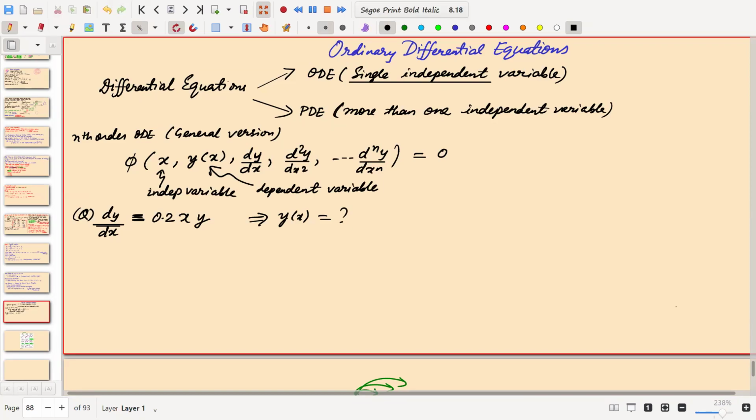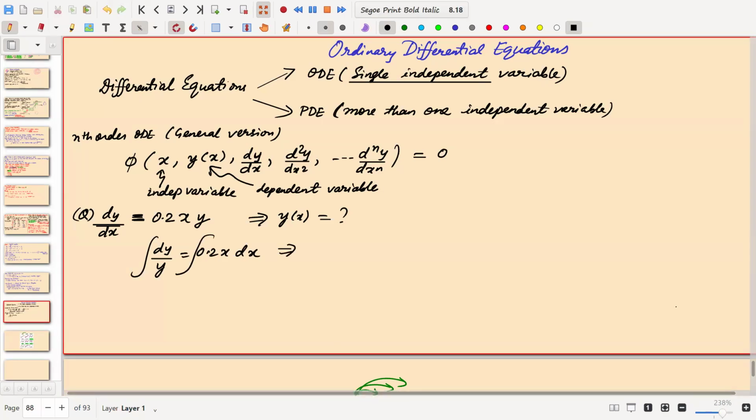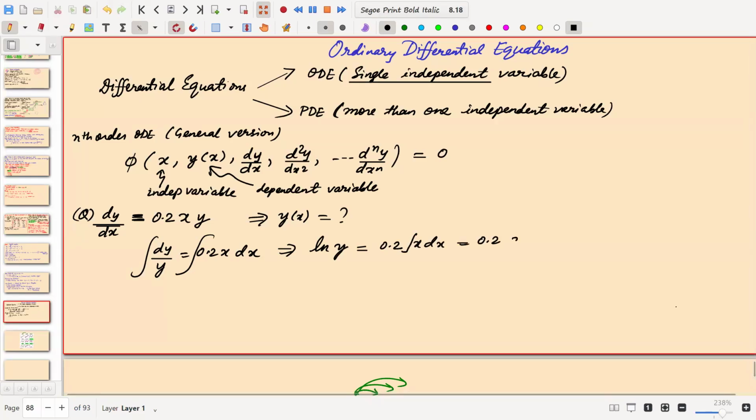It's a separable ODE. Can anyone tell how to solve it? You do dy by y equal to 0.2x dx, and then integrate them. The left hand side will give you ln y. On the right, 0.2 is a constant coming outside, and the integral of x dx will be x square by 2, plus some integration constant c.